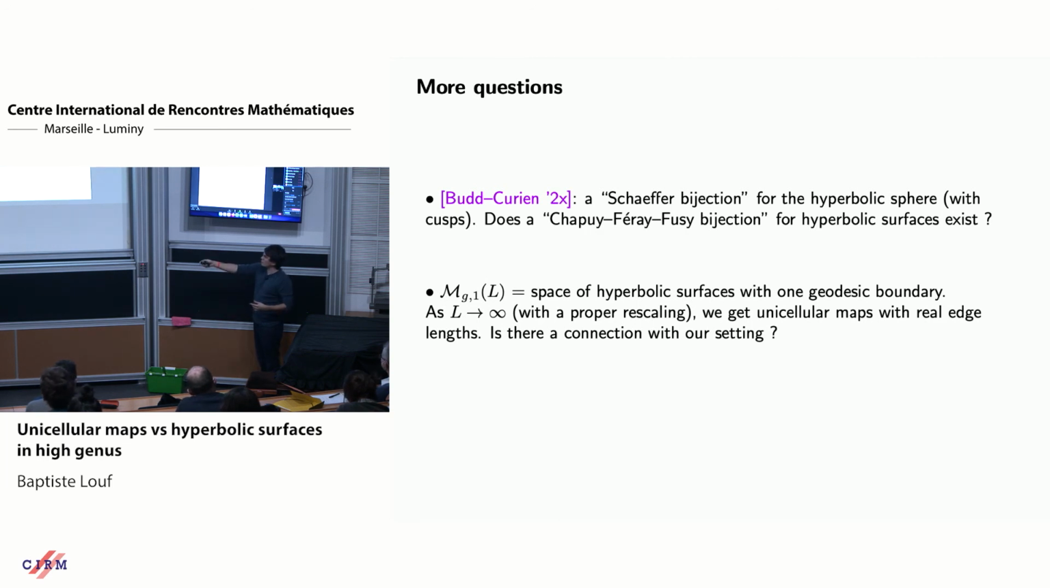If you do a proper rescaling of the geodesic distance, you get a unicellular map, because there's just one boundary, so one interior, and you get real edge lengths. So same question: is there a connection with our setting? And maybe my conjecture is not true for maps without boundaries, but it's true for maps with a boundary in the right regime. I don't know, but I wish there's a connection between these two worlds. And yeah, now I'm done. Thanks.